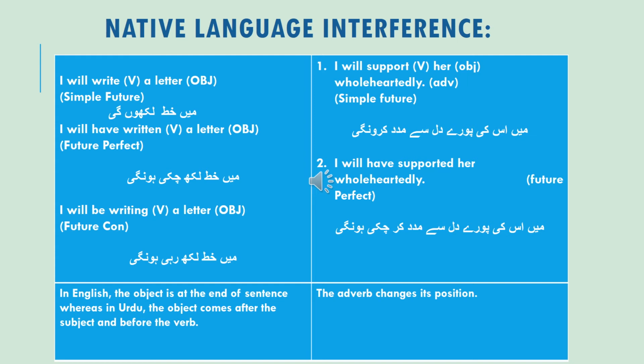So the reason for taking simple examples is that it's easier to understand how English and Urdu are targeting the same sense. I mean, both the languages are talking about the same thing. In English, we're talking about the letter, and in Urdu, we're talking about the letter. But there is a structural difference that takes place.